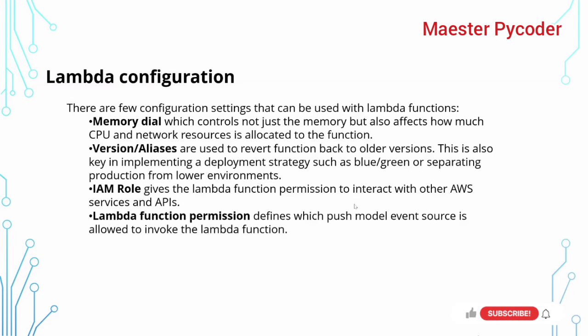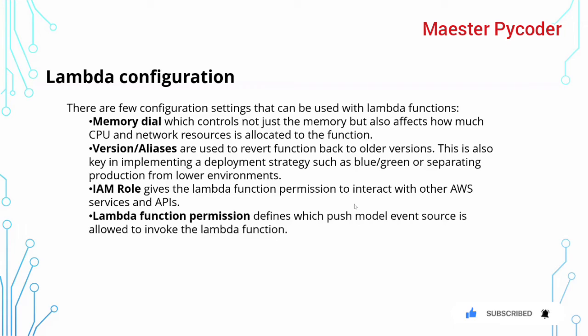Lambda configuration. There are a few configuration settings that can be used with Lambda functions. Memory dial, which controls not just the memory but also affects how much CPU and network resources are allocated to the function. Version or aliases are used to revert functions back to older versions. This is also key in implementing a deployment strategy such as blue/green or separating production from lower environments.